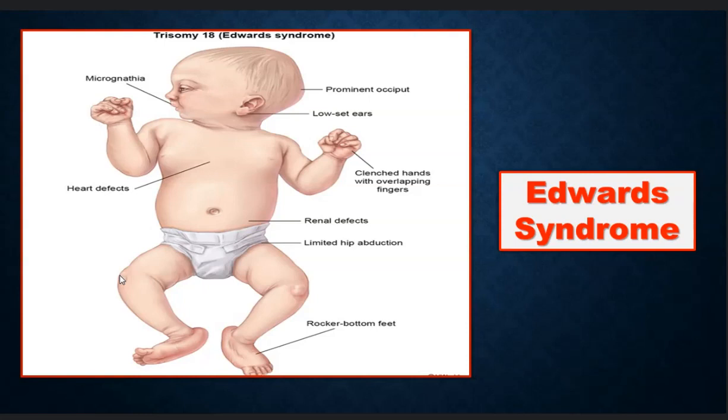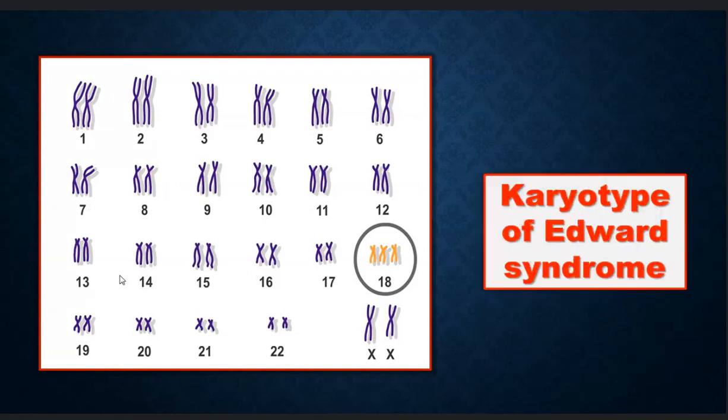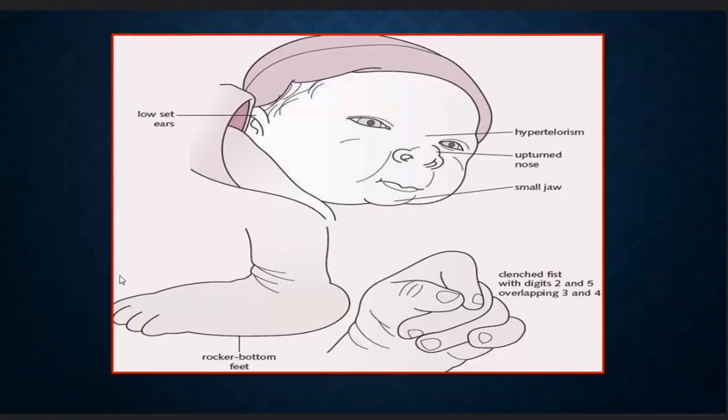Now we will see the genetics or the karyotyping of those patients. Of course, we say there is an extra chromosome in the order 18. Another picture shows the low-set ear, the hypertelorism, the upturned nose, the small jaw, or microcephaly, the rocker bottom feet, and the clenched fist with overlapping of fingers, the index over the middle and the little over the ring finger.